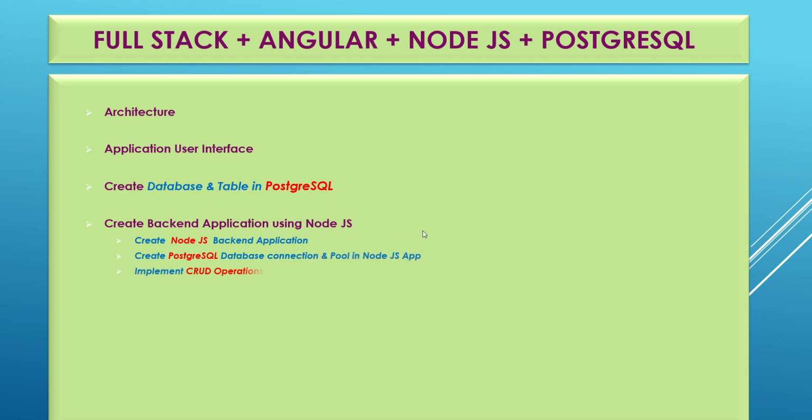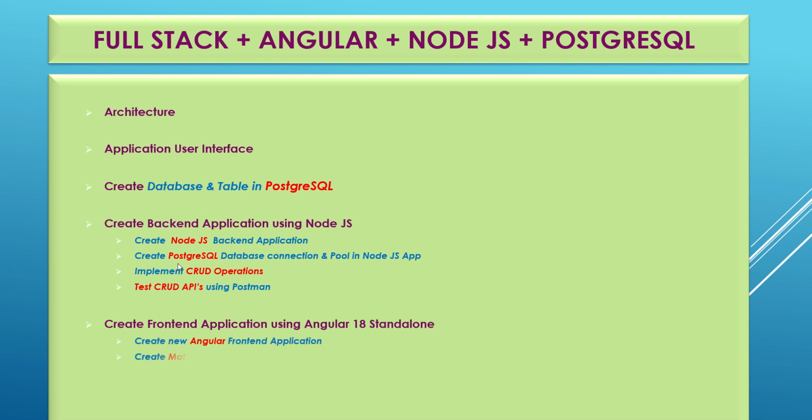Next we will create our backend application using Node.js, and in that we will first create a new Node.js backend application. We will configure PostgreSQL and create a database connection in the Node.js backend application, and we are going to implement CRUD operations, and finally we will test our CRUD APIs using Postman. So this is about the steps which we are going to follow while creating our Node.js backend application.